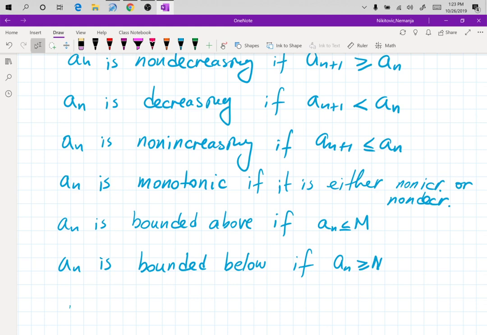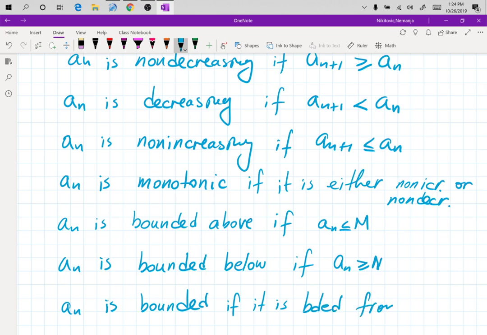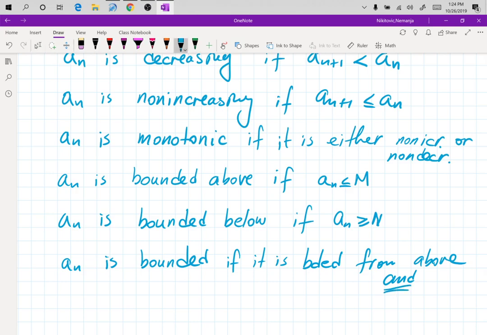And finally, an is just bounded if it is bounded above and below. That's your inverse tangent, guys. Bounded if it is bounded from above and below.